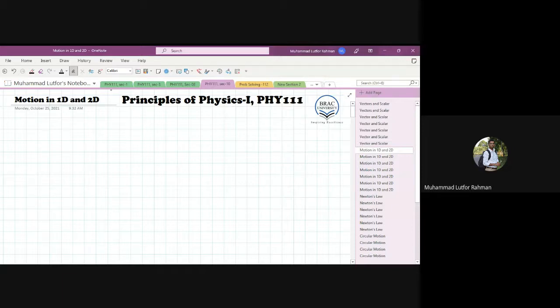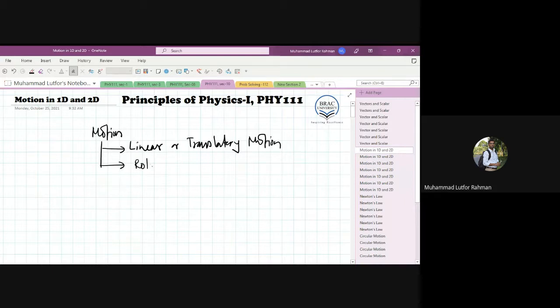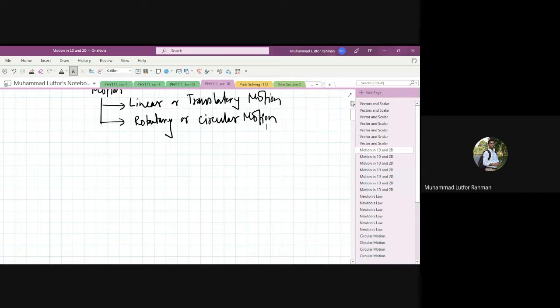So motion we can categorize in two ways. One is known as linear or translatory motion. The second one is rotatory or circular motion. Linear or translational motion is basically when a system or a car moves in a straight line. And rotatory motion is when a particle or the car moves in a circular track. Today we are going to talk about linear or translational motion.